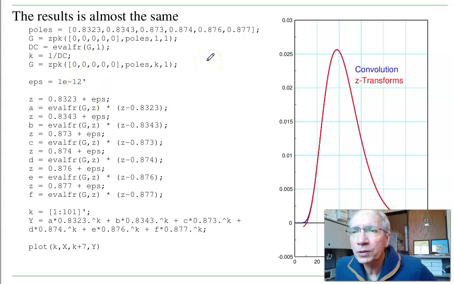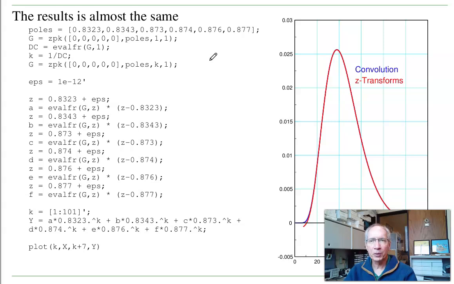So here are my poles. I'm going to do a partial fraction expansion. So for the first pole, at z is 0.8323 plus epsilon. Again, I can't make this exactly the same because then I get 0 over 0. MATLAB doesn't like that. Perturb it just a hair. Find a by multiplying G of z times z minus 0.8323. Evaluate at z is 0.8323 plus epsilon. That gives you a. Then b, then c, d, e, f.